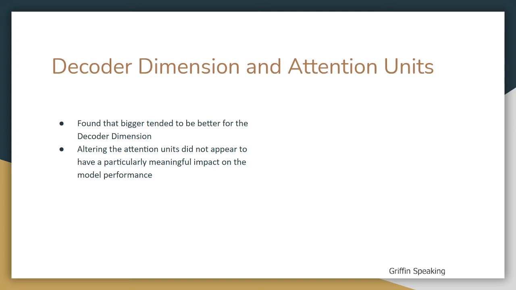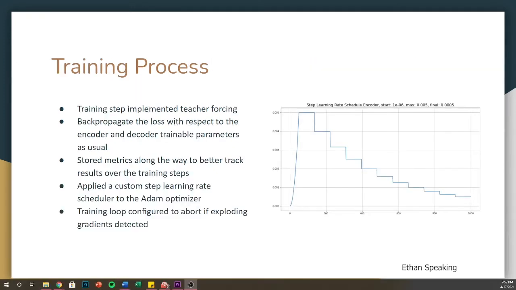Lastly, changing the number of attention units did not have an appreciable effect on the model's training or validation metrics, so we did not find it particularly useful or helpful for our model under the Bahdanau attention mechanism. Now, we are ready to train the model.